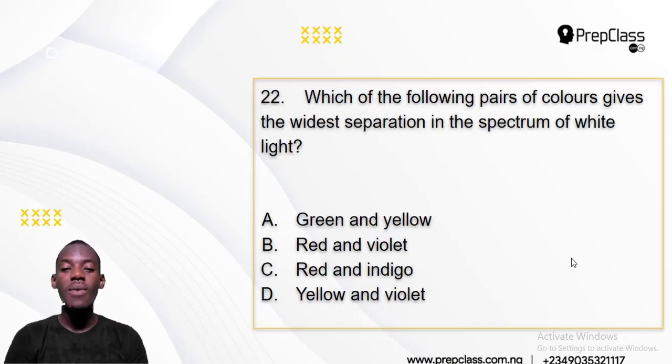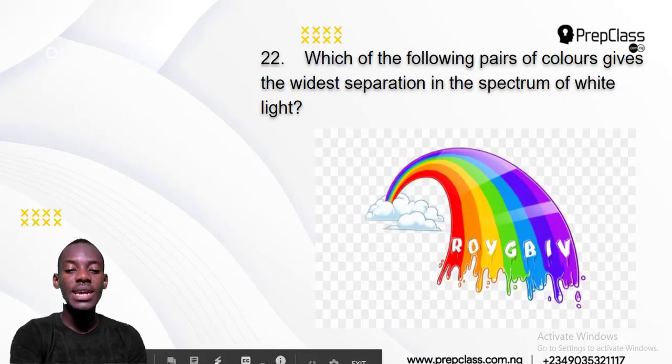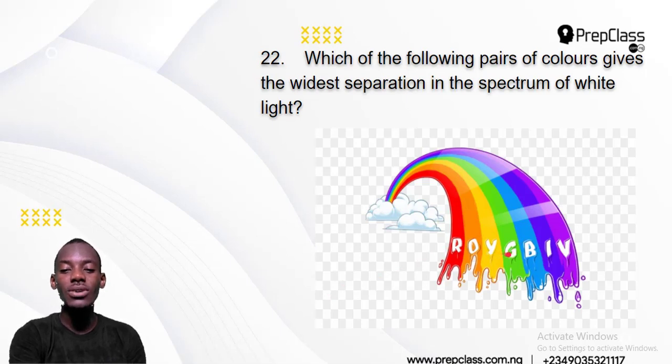We have A, we have green and yellow. Let me check. Let's check it out. Green and yellow. Are green and yellow far? This is green and this is yellow. They are actually beside each other. There is no gap between them. So A might be wrong.